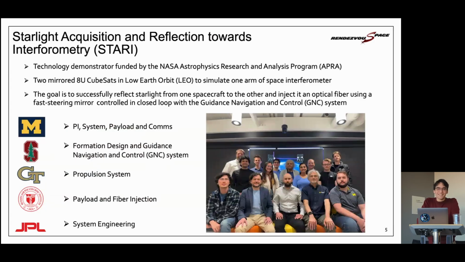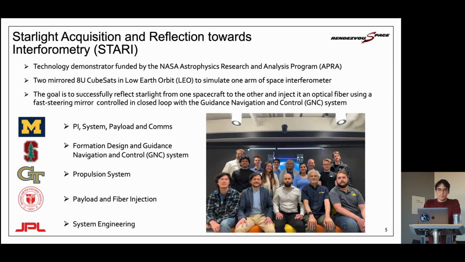So this is a technology demonstrator funded by the NASA APRA program. We're talking about 2 8U CubeSats that are going to fly in low Earth orbit to simulate one arm of a space interferometer. And the goal is to acquire starlight from one CubeSat and reflect it to the other CubeSat using a tight coupling between a fast steering mirror mechanism and the GNC, guidance, navigation and control system.